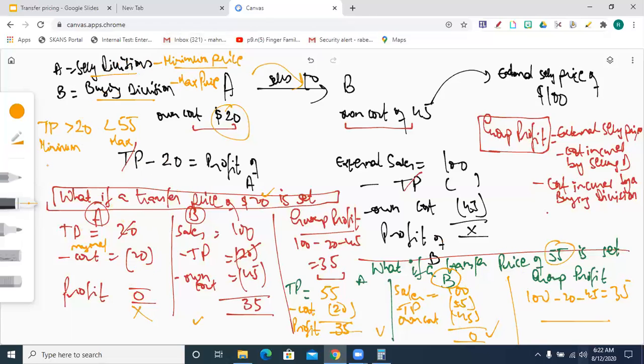So the ideal price would be somewhere between 20 and 55, because when it was set at 20, B takes the maximum benefit. When it was set at 55, A takes the maximum benefit, that is the group profit of 35. So in order to share the benefit, the price would be somewhere between 20 and 55. Greater than 20, but less than 55.